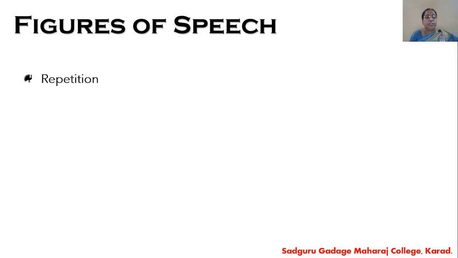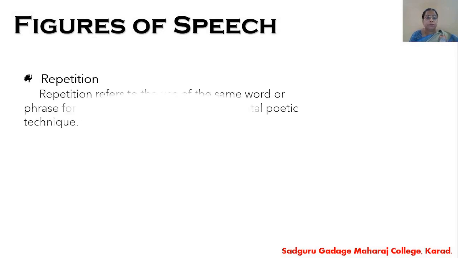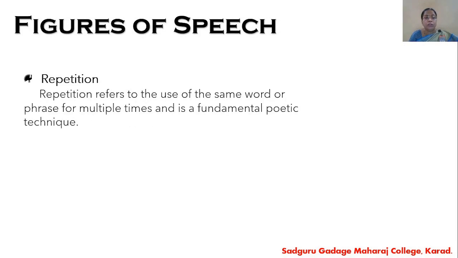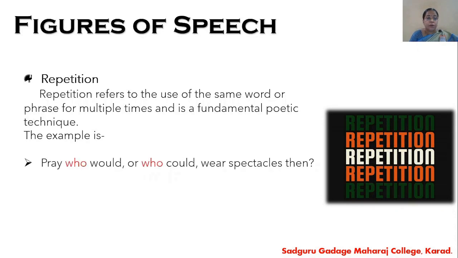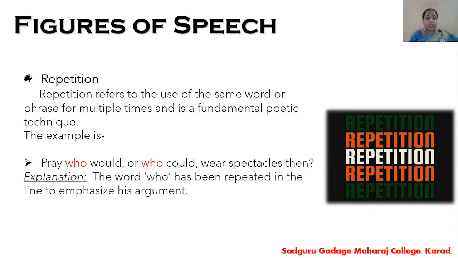Next figure of speech is repetition. Repetition refers to the use of the same word or phrase for multiple times and is a fundamental poetic technique. The example is: who would or who could wear spectacles then? Explanation: the word who has been repeated in the line to emphasize his argument.